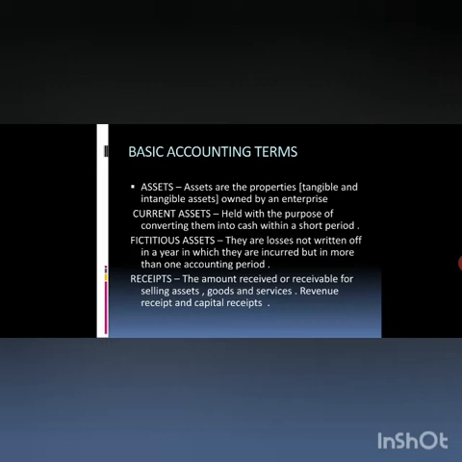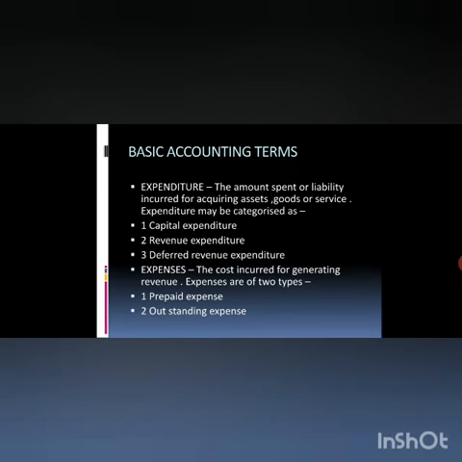Now, fictitious assets. They are losses not written off in the year in which they are incurred, but in more than one accounting period. Example, advertisement. Now, receipts. It is the amount received or receivable for selling assets, goods, or services. There are revenue receipts and capital receipts. Revenue receipts are the amount received or receivable in the normal course of business, say against sale of goods or rendering of services.